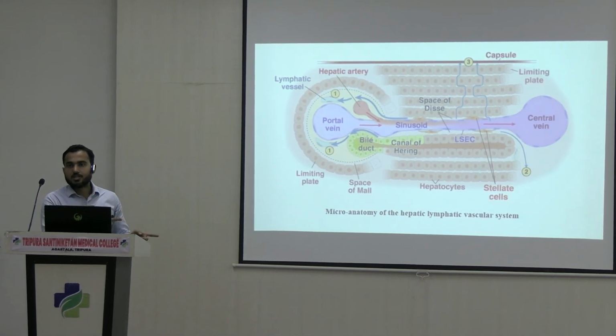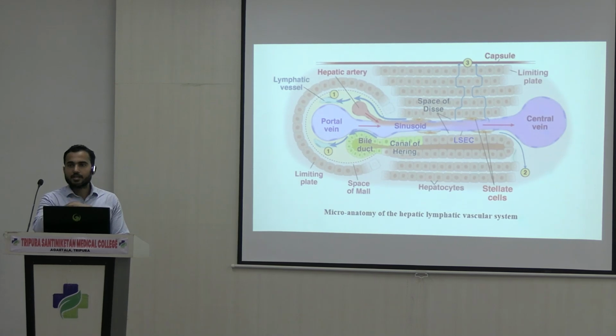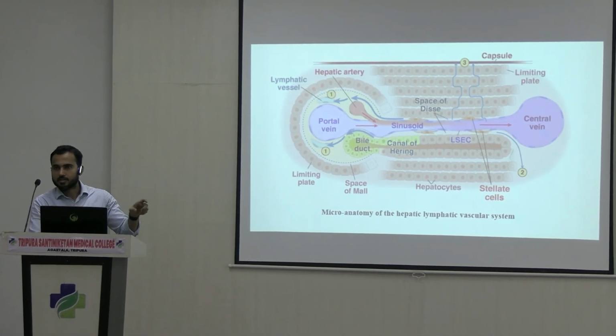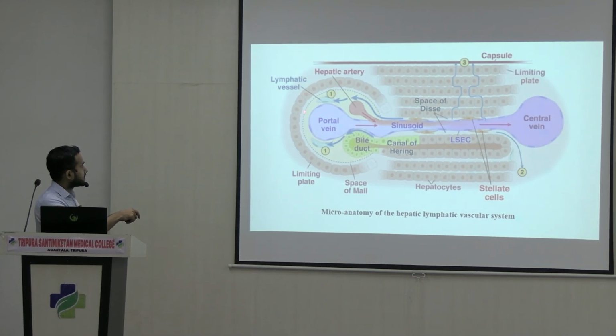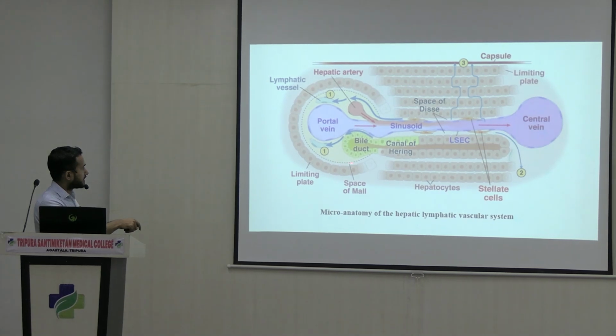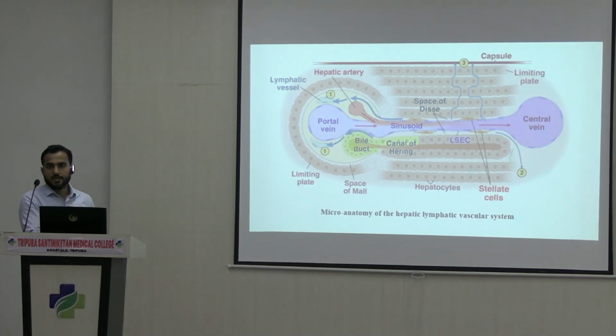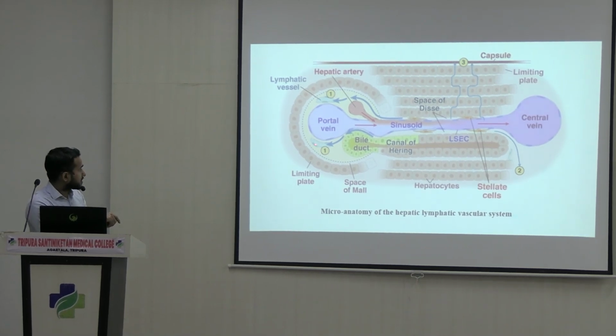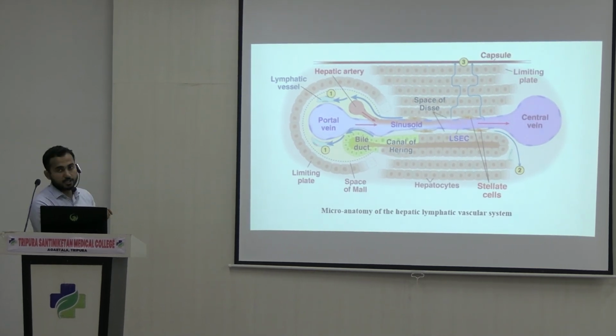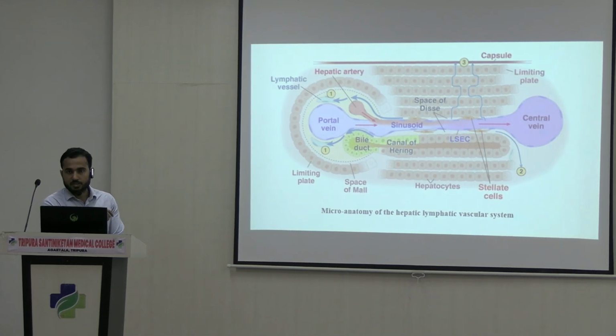Now just concentrate on this. Around the portal triad, can you see a layer of hepatocytes? Beautiful. And then you can see a layer of connective tissue also. In between these two, there is a small space present over here. This is called the space of Moll. In this case, the lymphatics of the liver begin from this particular space.